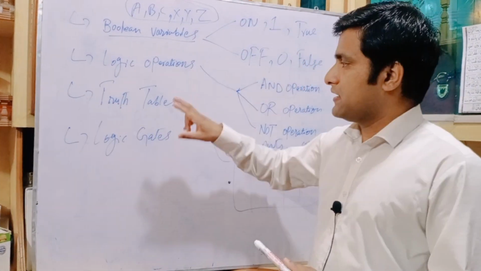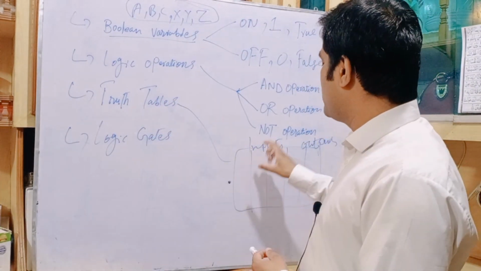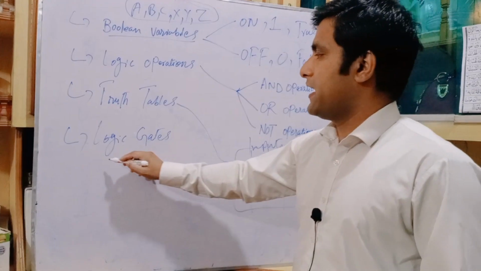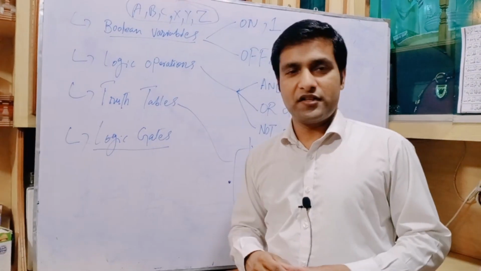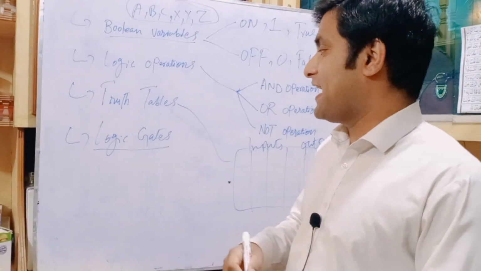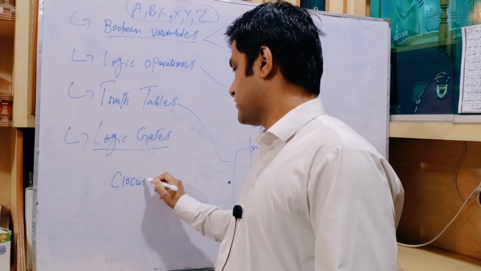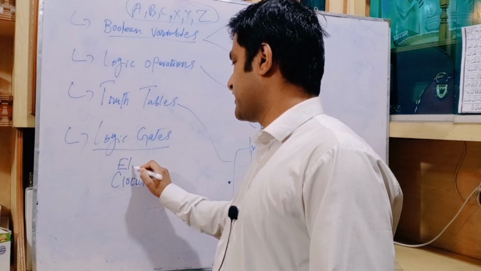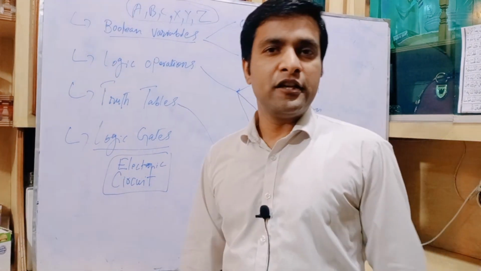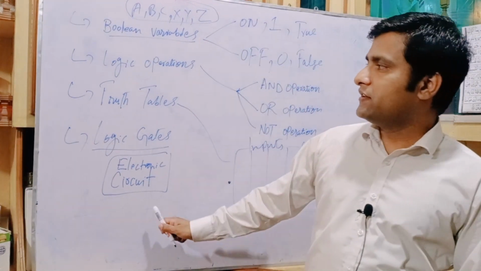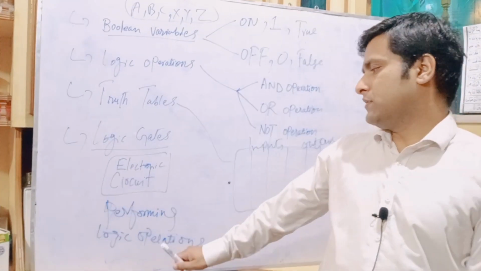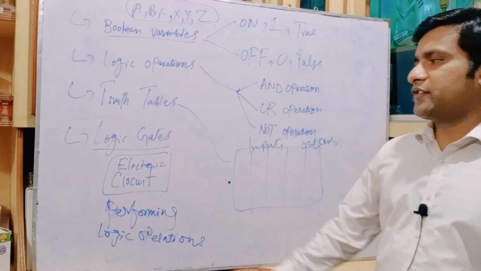What are truth tables? A truth table contains all possible inputs and corresponding outputs for a given logic operation. And what is a logic gate? This is our main topic. A logic gate is an electronic circuit that performs some logic operation. The electronic circuit that performs some logic operation is called a logic gate.